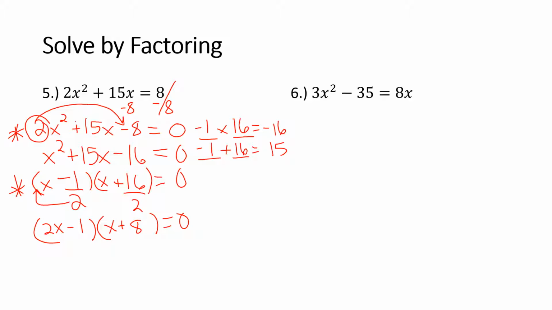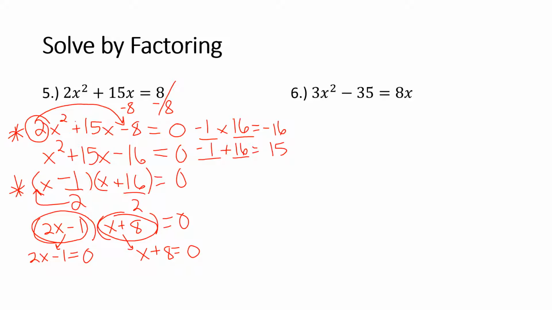Now, we've done the factoring part, but these are not our answers. We still need to solve for x. So remember the zero product property. If you have 2x minus 1 times x plus 8 equals 0, then one of those factors has to be equal to 0. So either 2x minus 1 is equal to 0, or x plus 8 is equal to 0.